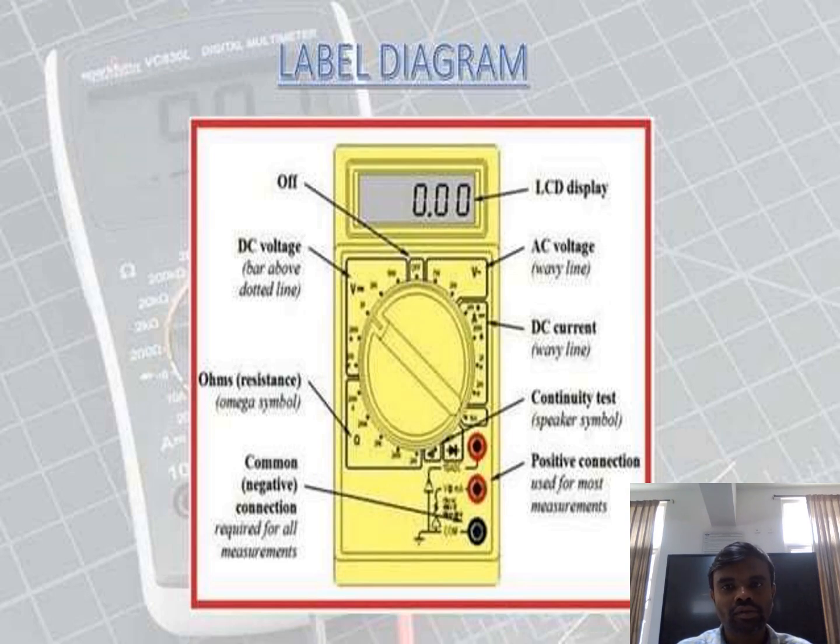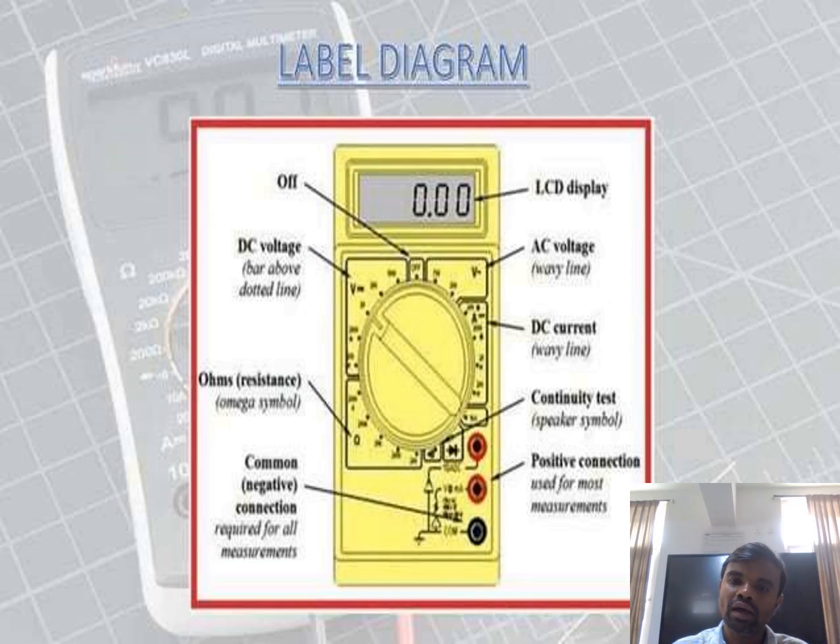The main part is the LCD display, which lies on top of the multimeter. It is usually a 4-digit display. Below that we have the selection knob. In the upper circle of the selection knob we have measurements for DC voltage as well as AC voltage. In the lower circle of the selection knob we have the measurements for resistance on the left side, and on the right side some DC current measurements can be done.